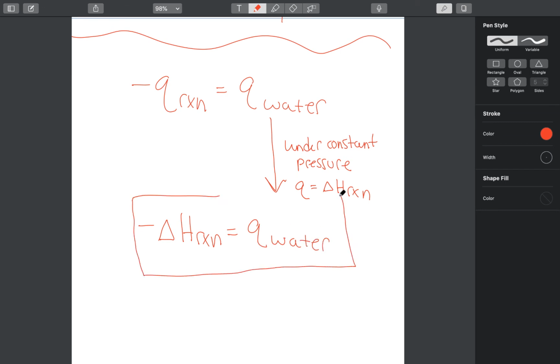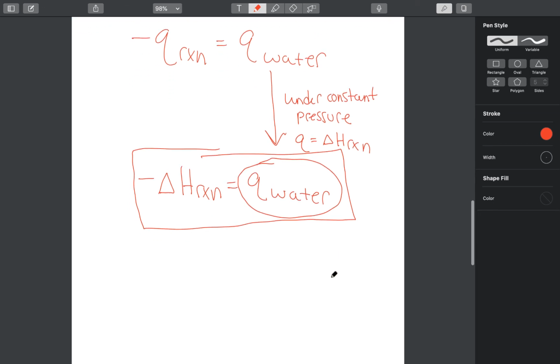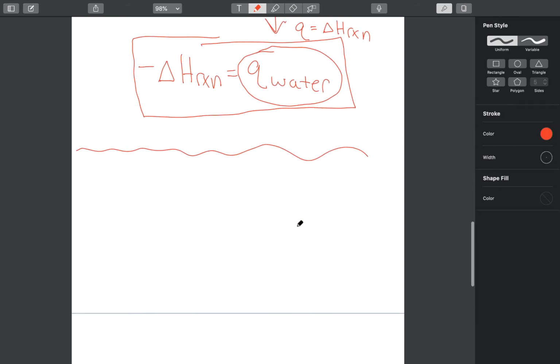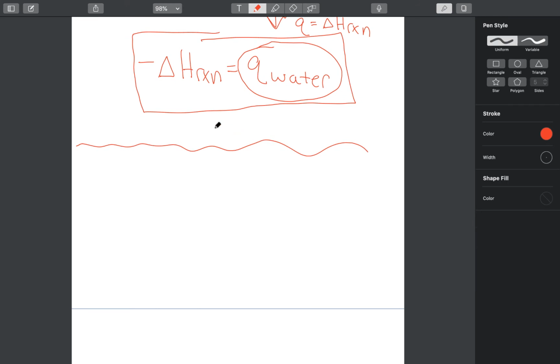So we're very close to figuring out how we can calculate delta H of the reaction. The only thing that we have to do now is figure out what this Q of water means. In order to do that, let's do a little bit of algebra and math. To define what Q of water means, we have to define a new term, and this new definition is called the heat capacity.